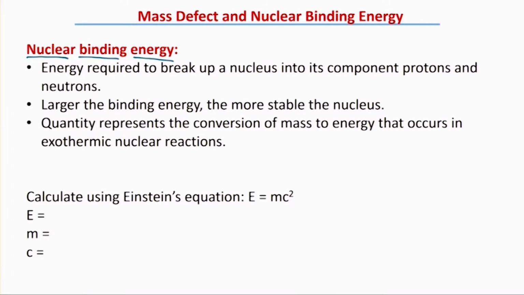The larger the binding energy, the more stable the nucleus is. The more energy holding it together, the more energy it would have to take before you can break it apart, so it's going to be more stable. All right, we're going to talk about now this energy and how we can calculate it. And this is using Einstein's equation, E equals mc squared. Let's talk about what these things mean. E is energy.